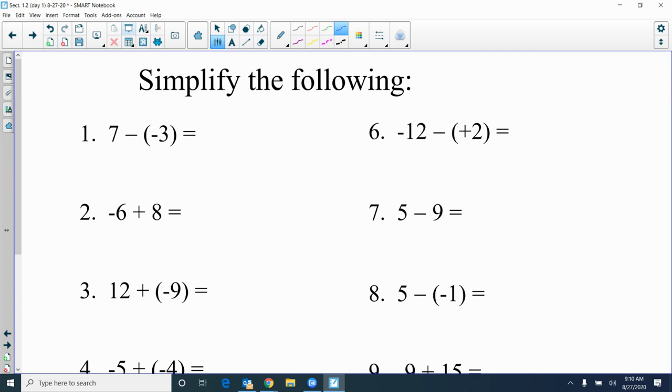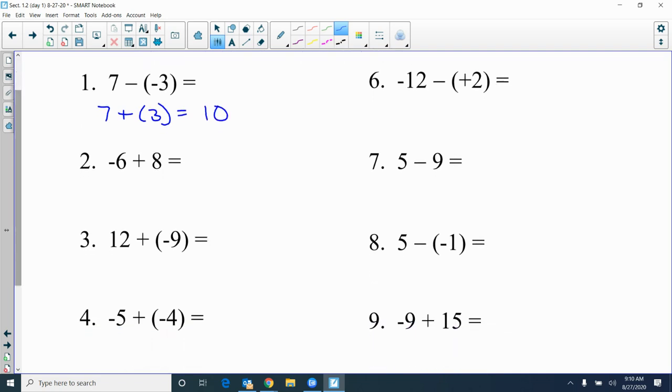So right here for number 1, change that minus sign to a what? Plus, and then what do we do to this -3? Make it a positive. That becomes 7 plus 3, which is 10. So your first answer should be 10.